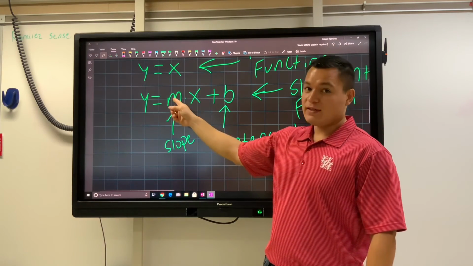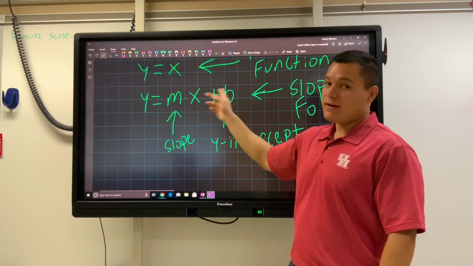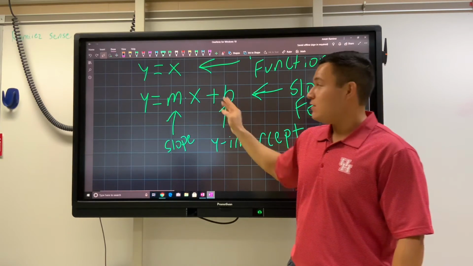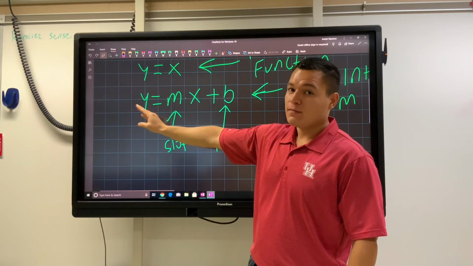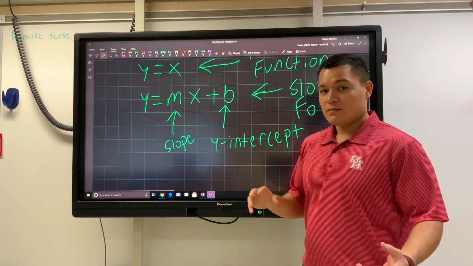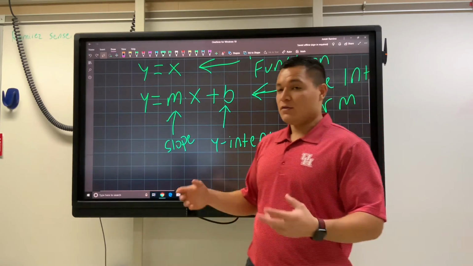And if you multiply the slope by x, and then add whatever random number they gave you, that's going to give you the y. And once you have your x and your y, then you can graph. So now let's do some examples.